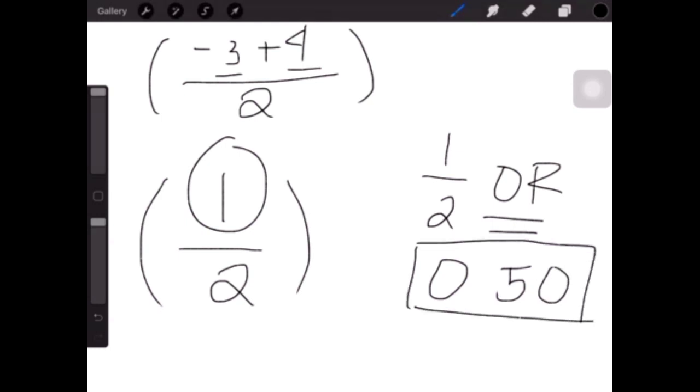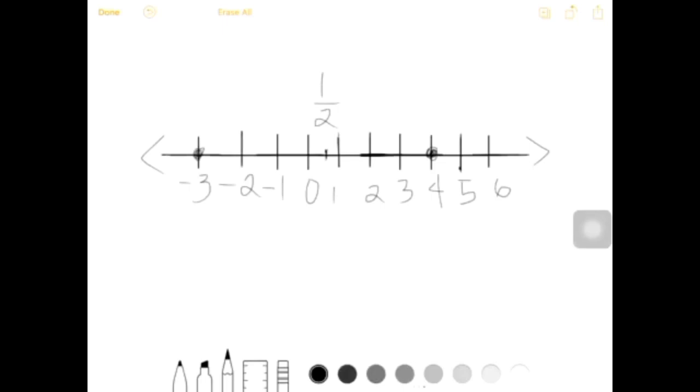And there you have it. This is what your number line should look like after solving the equation. The negative 3 and the 4. The 1/2 is directly in the middle of the two numbers.